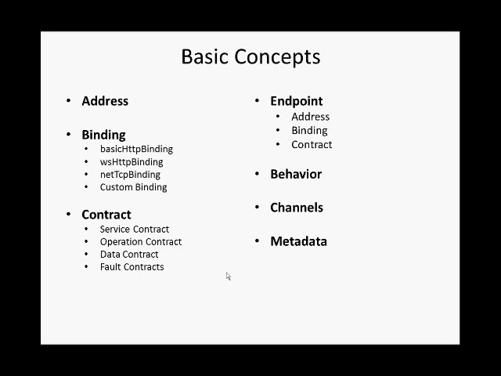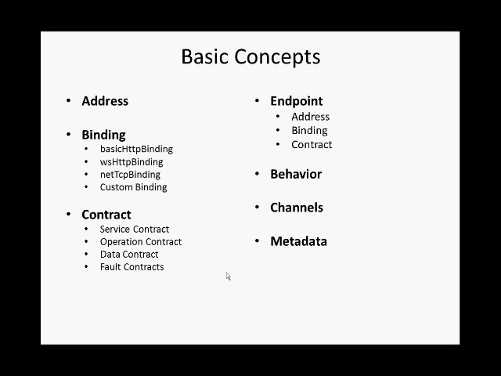After address we have binding. Binding is basically the various protocols which you can use to communicate with a WCF service. As of now, we have basic HTTP binding, WSHTTP binding, NetTCP binding, and custom binding. Basic HTTP binding is the HTTP SOAP-based protocol which we used in the old web services world. The WSHTTP binding is the default binding which comes along with WCF. It contains a lot of built-in security and encoding mechanisms to make sure that transactions to and from a WCF service are secure and reliable.